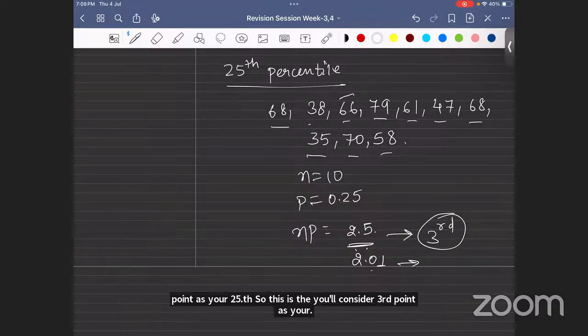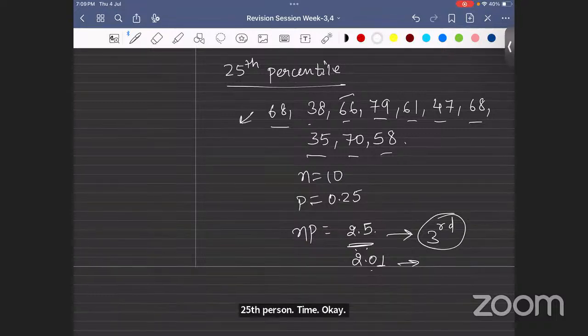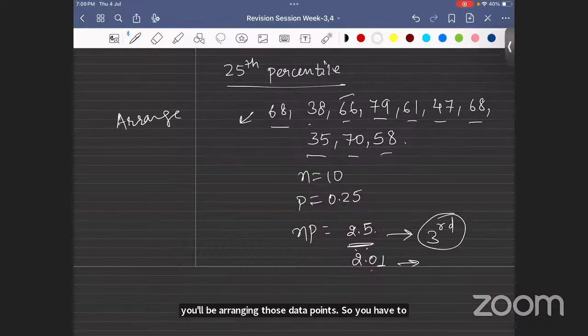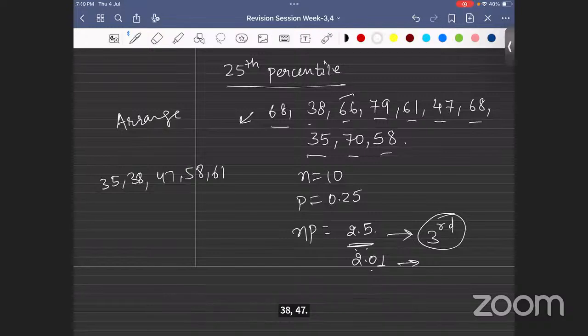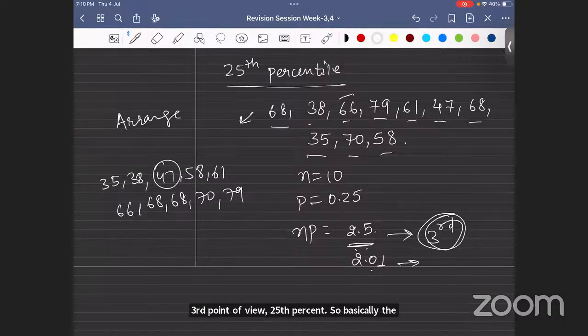Is this clear? So the first thing is you arrange those data points in ascending order. If you arrange these data points, it will be 35, 38, 47, 58, 61, 66, and then you are left with 68, 68, 70, and 79. So now the third point would be your 25th percentile. So basically 47 is your 25th percentile data point. Is this clear to everyone?